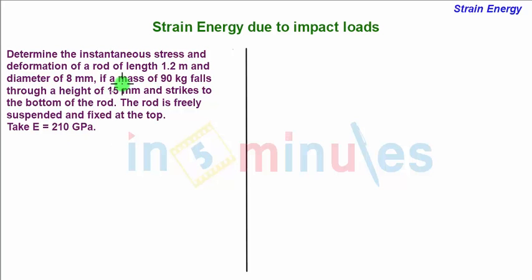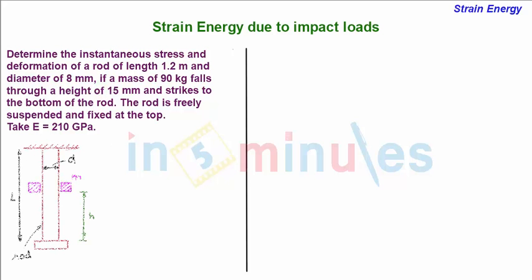So we see this is a case of impact load, as we have this mass of 90 kg which falls through a height of 15 mm onto the bottom of the rod. So the stresses developed in the material of the rod will be stress due to the impact load. So we first draw the figure for the problem.